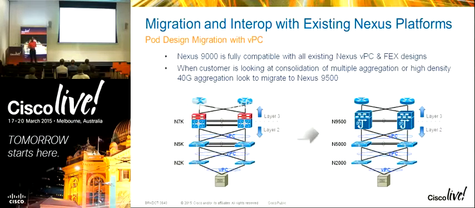Now the second option is how you do a design, right? So, pod migration. Let's say we have 7K, 5K, 2K pods where you have 7K connected, then you have VPC here, then you have a 5K, 2K VPC, and then you have a host VPC. So you can do a similar thing in 9K.